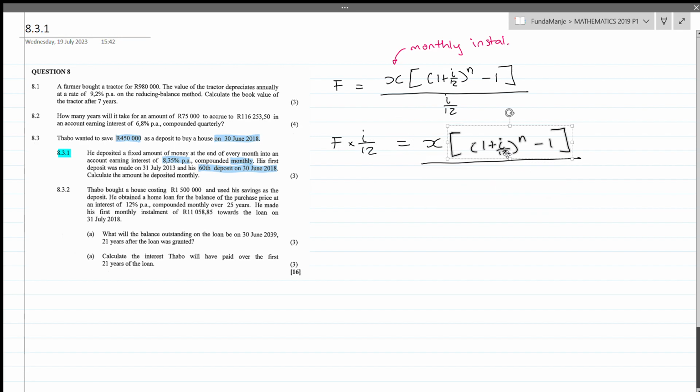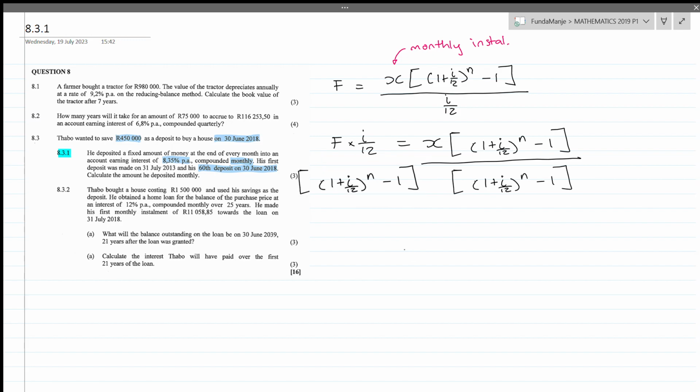If I paste it there, and then also do the same thing for both sides, so divide the other side as well by the same value, then we can see we have made X the subject of the formula. So X is now equal to, if I rewrite this appropriately, the future value times interest all over 12 multiplied by this bracket, 1 plus i over 12 to the power of n minus 1, close brackets.